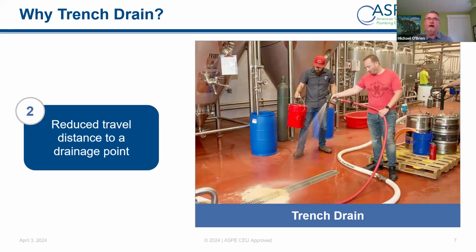So even non-sanitary manufacturing facilities are starting to install trench drains. Distribution and processing facilities, FedEx, UPS, Amazon.